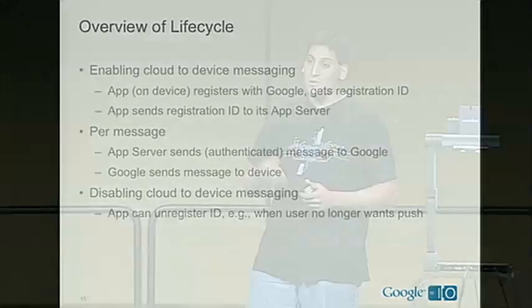Then, if an application wants to disable push, if it wants to disable cloud-to-device messaging, it can use a simple unregister API. And you might do this if, for example, you have a background sync application and the user unselects the auto sync checkbox.